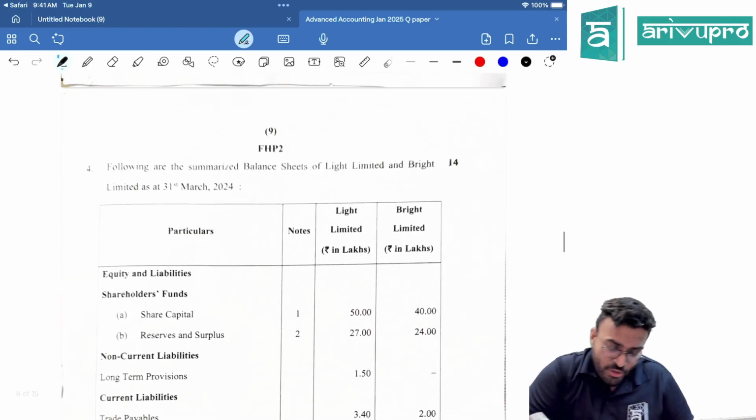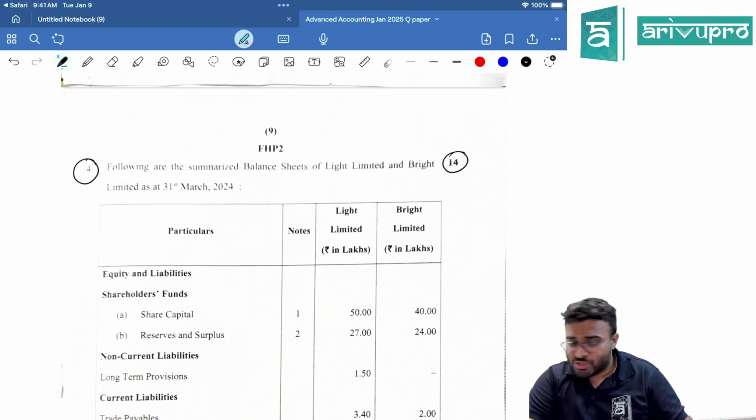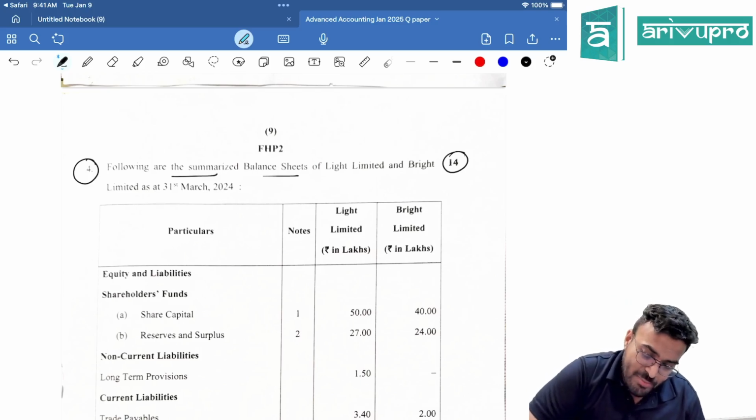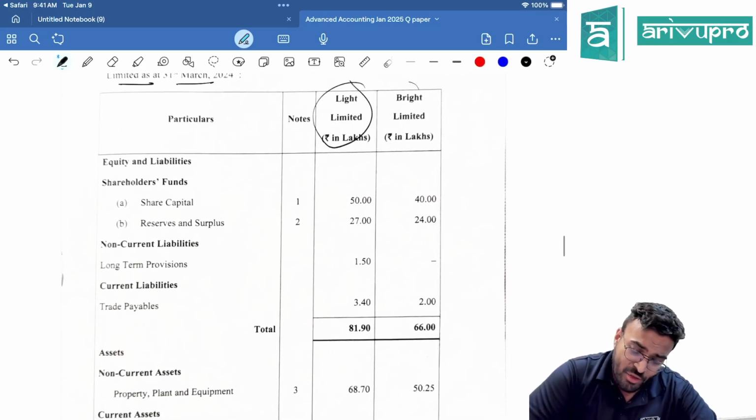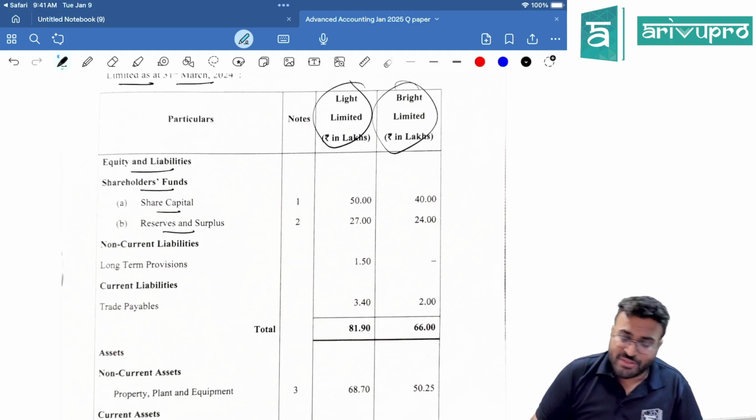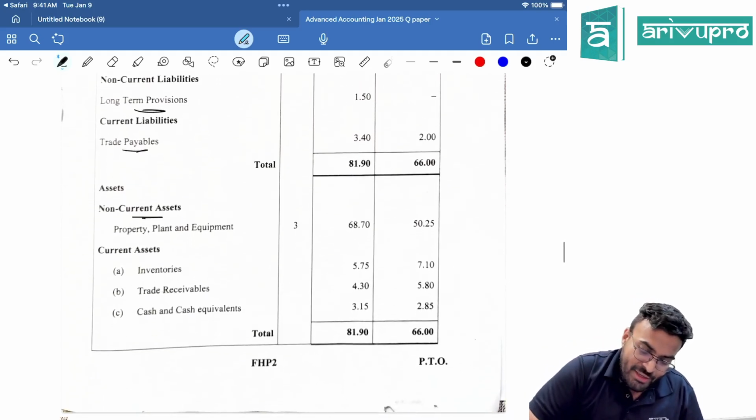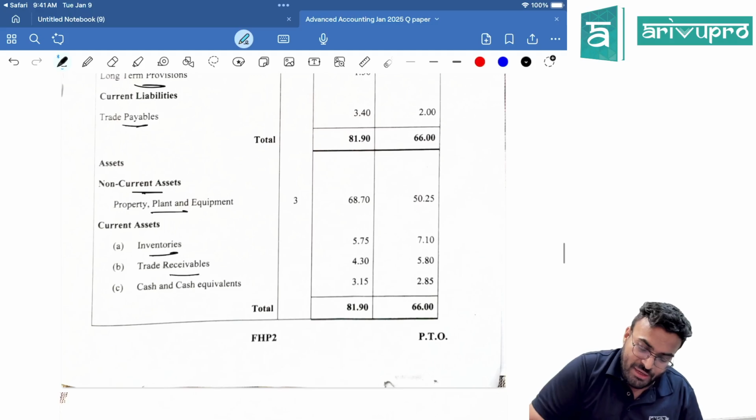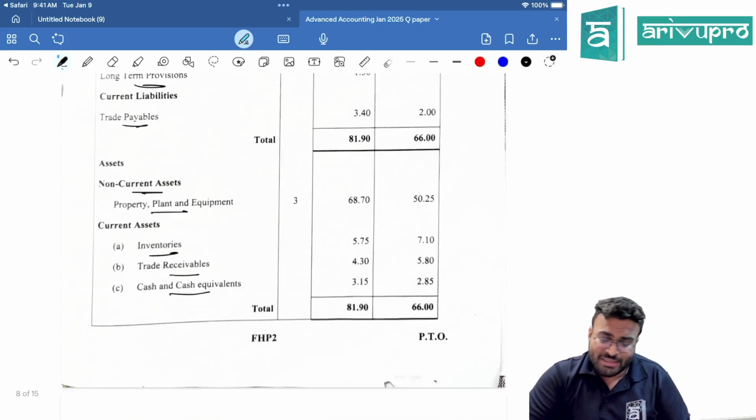Next, we'll go into question number 4. Can you see 14 mark question? Nicely asked. 14 mark question. Question number 4. Following are the summarized balance sheets of Light Limited and Bright Limited as at 31st March 2024. Okay, you have Light Limited here, you have Bright Limited here. Equity and liability, shareholders fund, share capital, reserves and surplus, long-term provisions, trade payable. Non-current assets, property, plant and equipment, inventory, trade receivable, cash and cash equivalents. Small question, small balance sheet, rupees in lakhs, they have told.